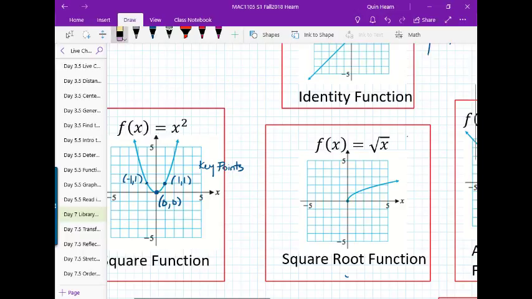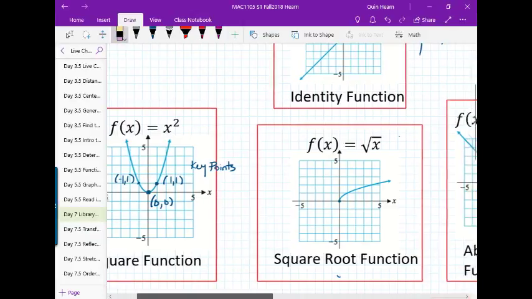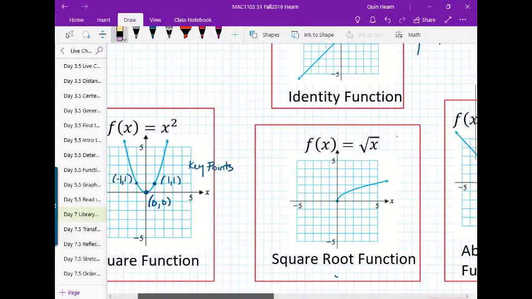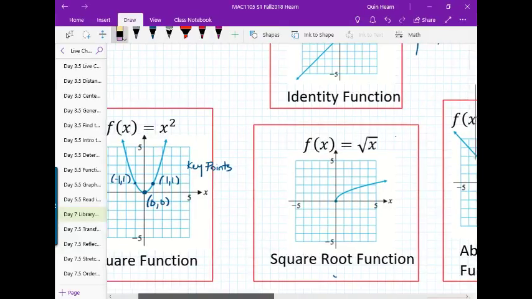So by being familiar with x squared, we'll be able to shift that around and get graphs like x squared plus 3, and we'll know where these 3 key points go. And I'll want to see those labeled on your paper when you take a test.